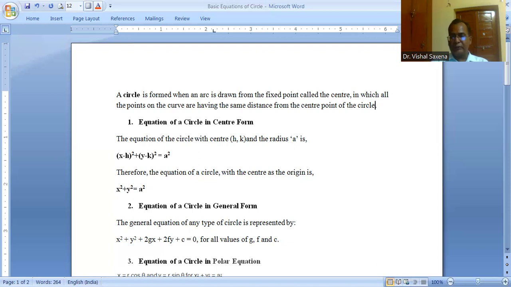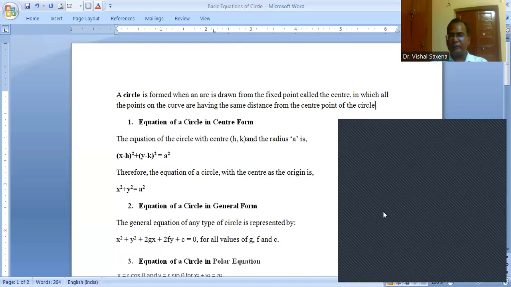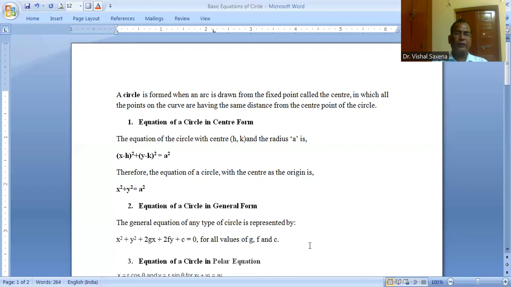Next, the equation of circle is given in the general form also. In the general form, the equation of circle is given by x square plus y square plus 2gx plus 2fy plus c is equal to 0. Here three constants are coming, g, f, and c. So these three will give the center point and the radius.